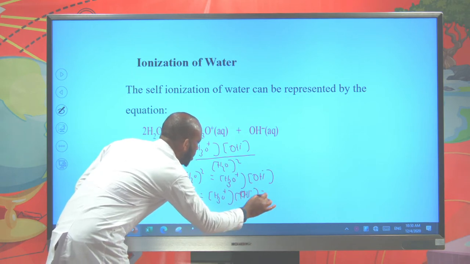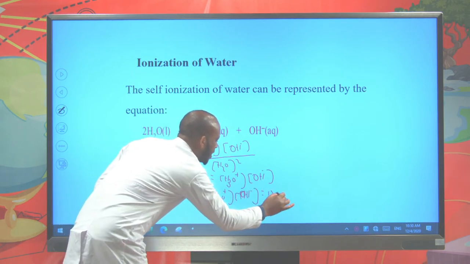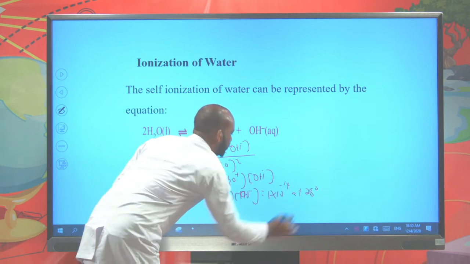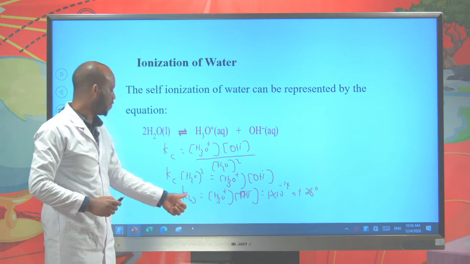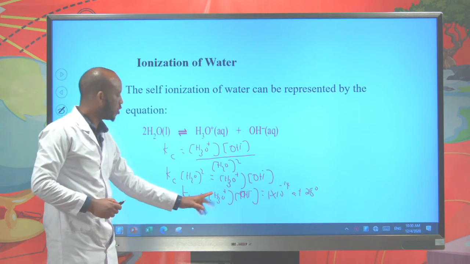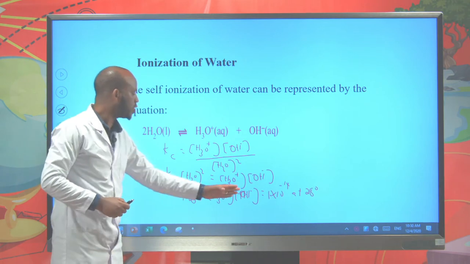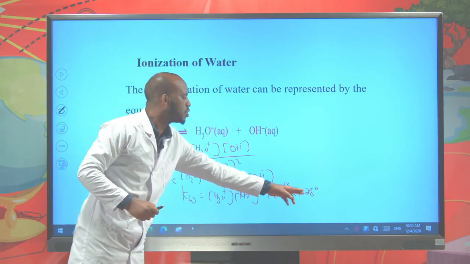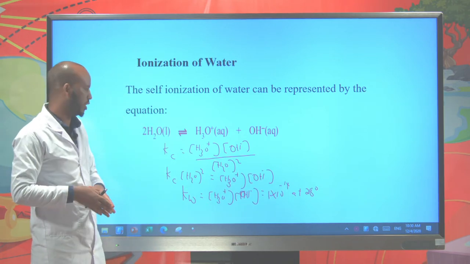The ion product of water, denoted by the symbol K water, equals hydronium ion concentration times OH minus concentration, which equals 1 times 10 raised to minus 14 at 25 degrees centigrade.